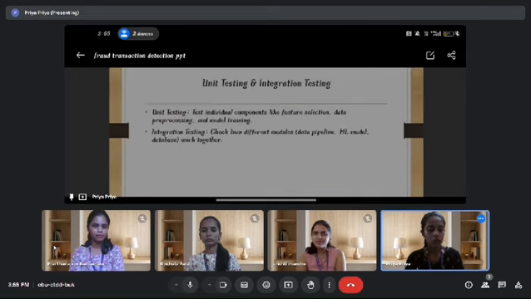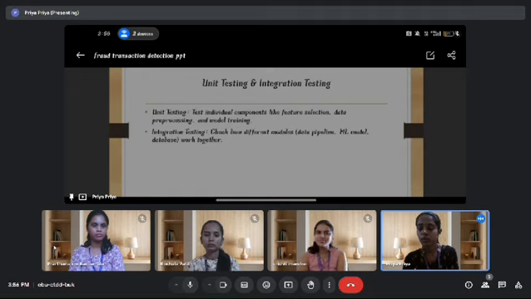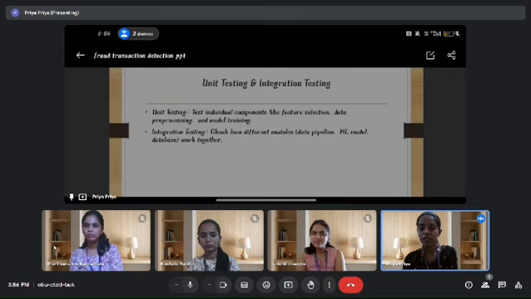Next, unit testing and integration testing. Unit testing covers data pre-processing modules, feature selection algorithms, and model training and validation. Next, integration testing: database and ML model interaction, fraud alert system with banking APIs, deployment testing and real-time transactions.